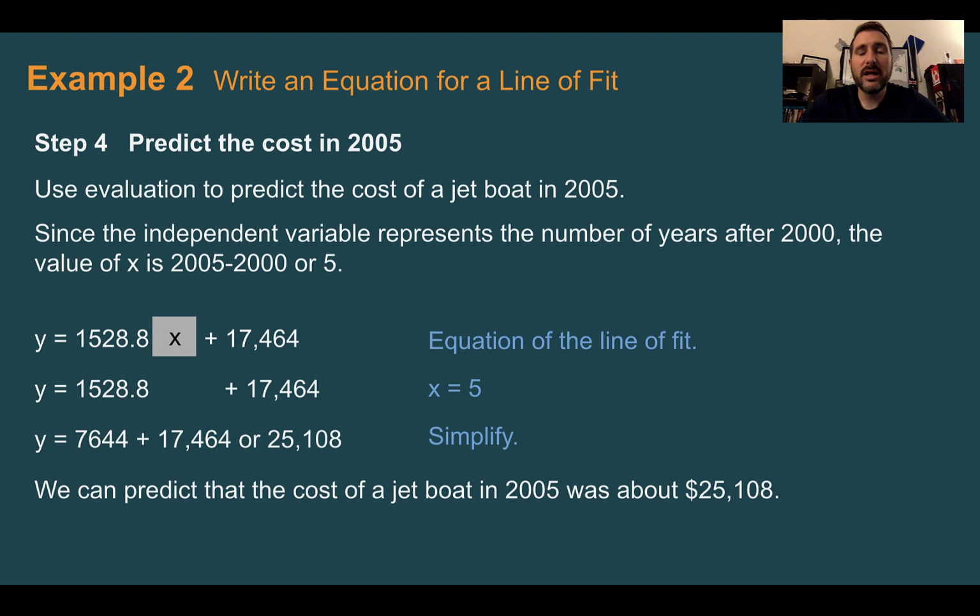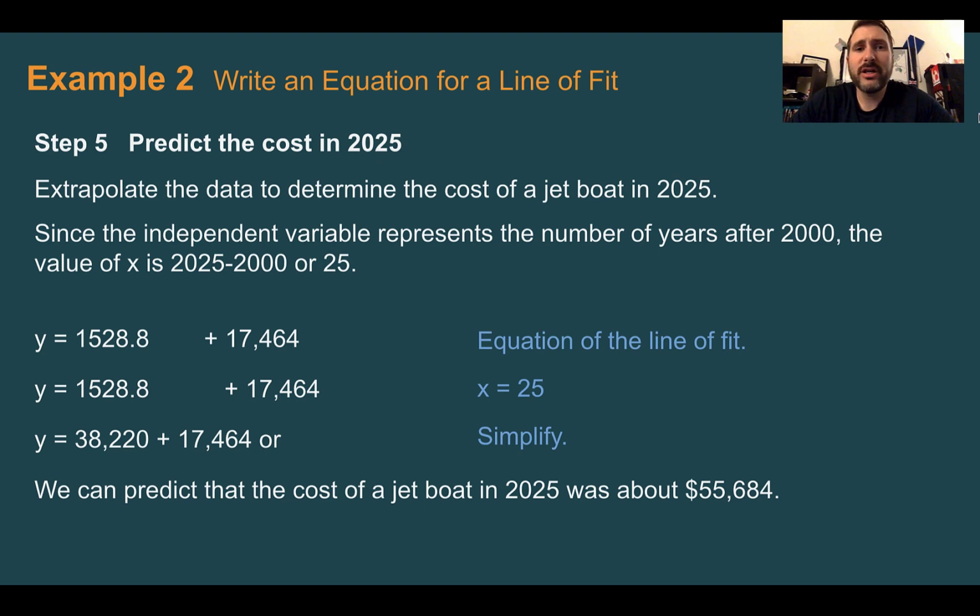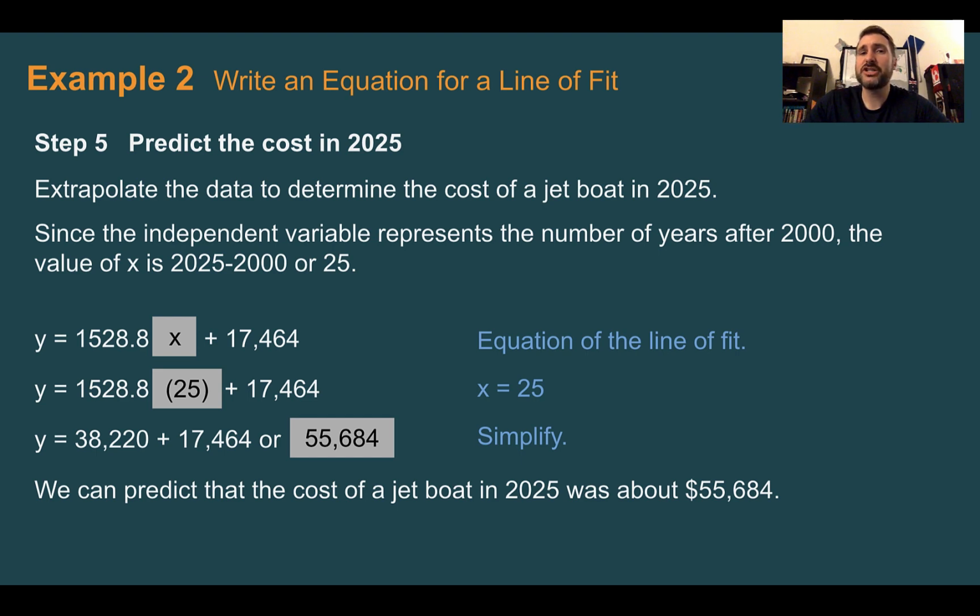If we want to know the cost after a certain number of years, first, 2000 is after 5 years, so I would plug in 5 for x and calculate my total. Then if we want to know for 25 years, extrapolating the data since it's outside of our range, we would plug in 25 instead of 5. When we calculate it out, we get about 55,684. So our prediction in 2025 is that the cost of that jet boat would be about $55,684. And that is an estimate based on our line, not necessarily what it will be.